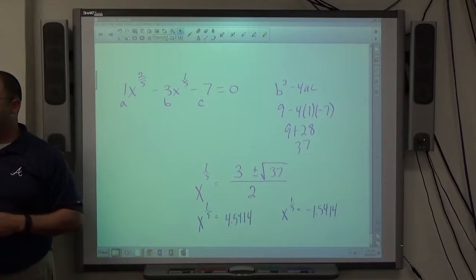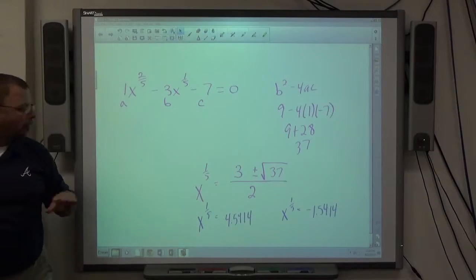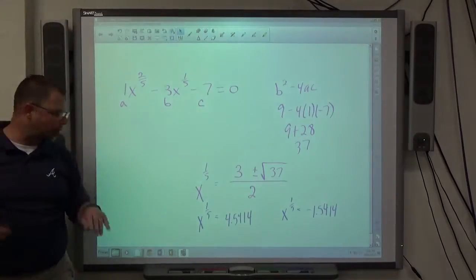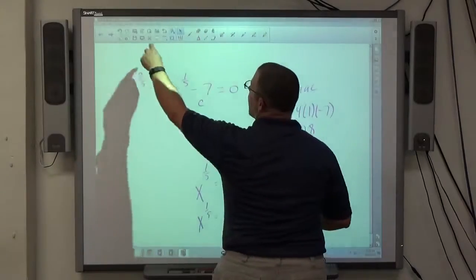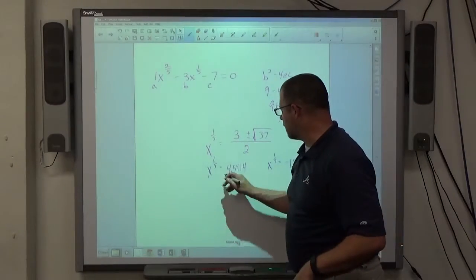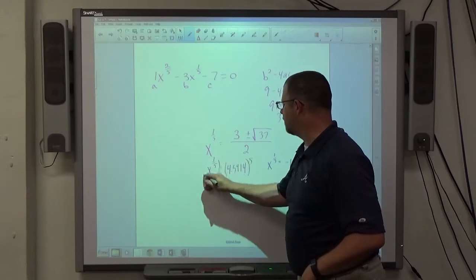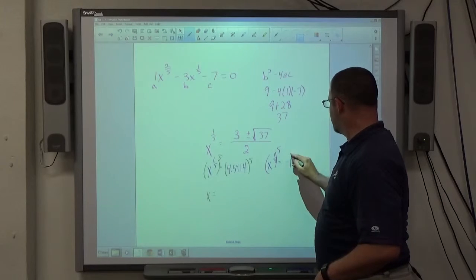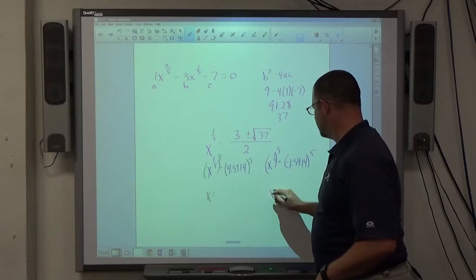And again, does that say x equals? No. But what I want you to do, if it doesn't come out nice and pretty, give me some decimal approximations, 4 decimal places, then do what you're supposed to do beyond that, which is raise them both to the 5th power. So this to the 5th power, this to the 5th power is going to give me x equals. And this to the 5th power and this to the 5th power is going to give me x equals.